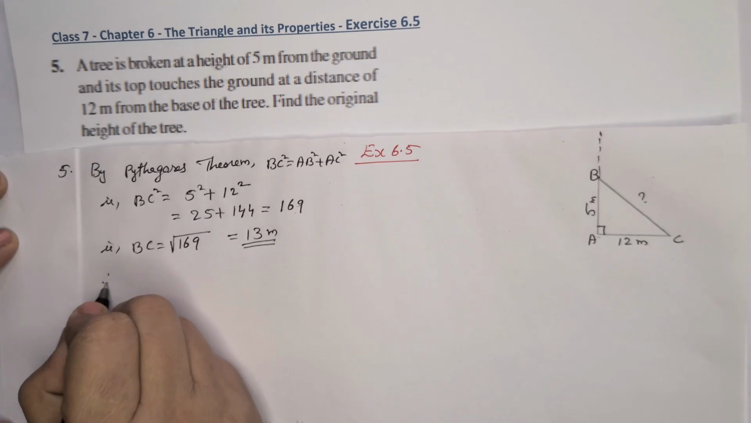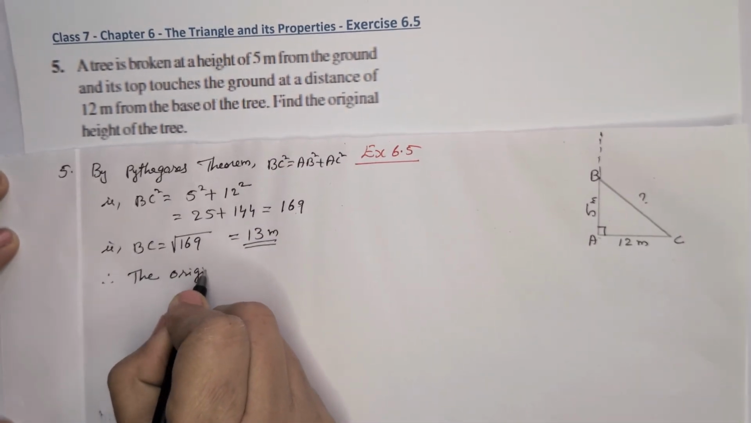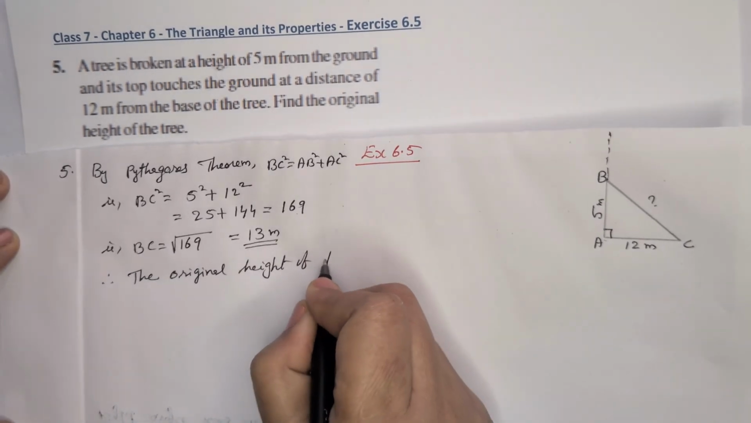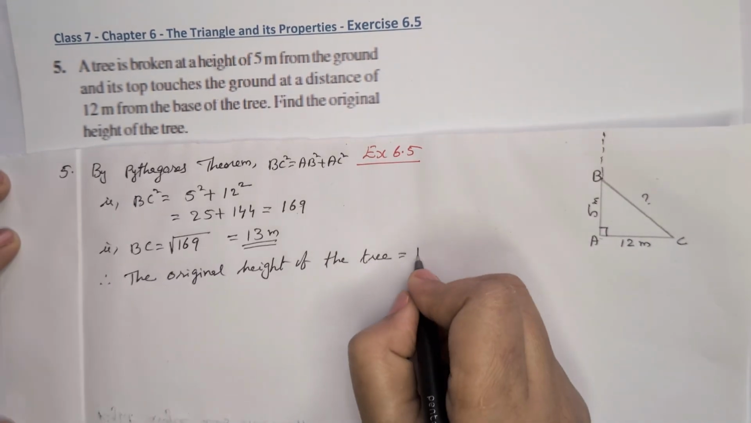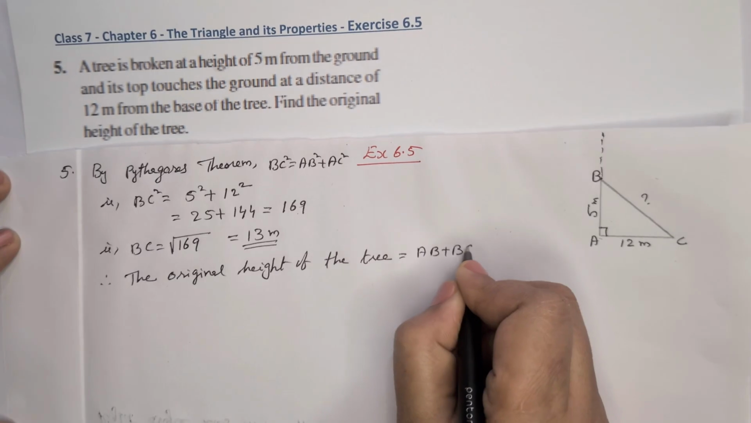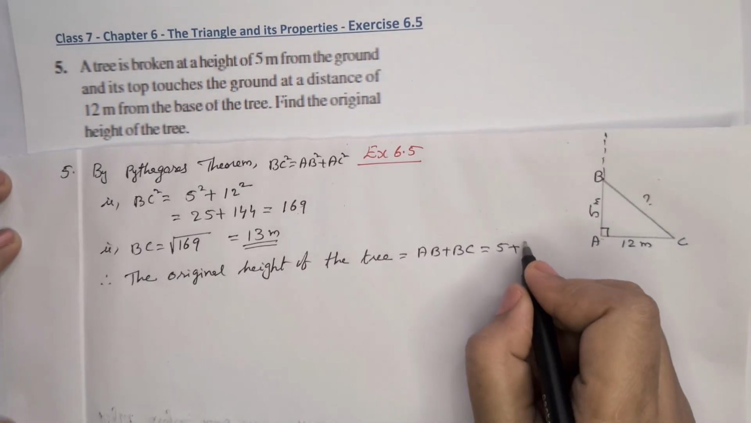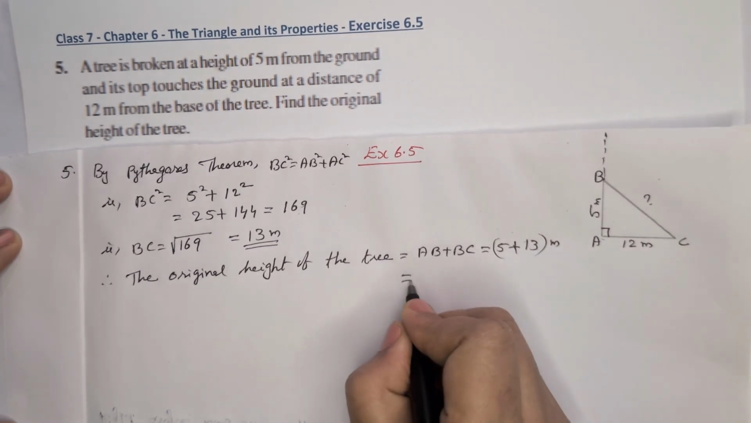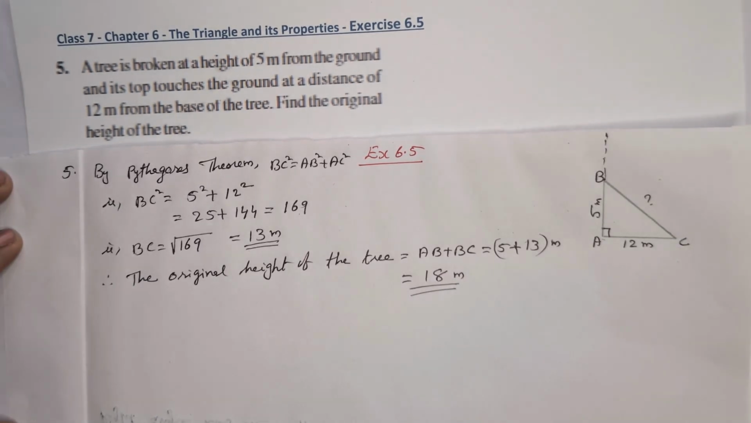So we have to write, therefore the original height of the tree is equal to AB plus BC. It is equal to AB is 5 plus BC now got, that is 13 meter. So which is equal to 18 meter. So height of the tree is equal to 18 meter.